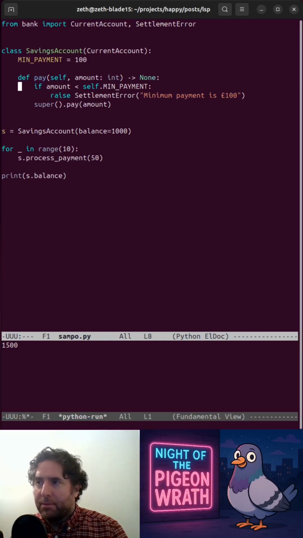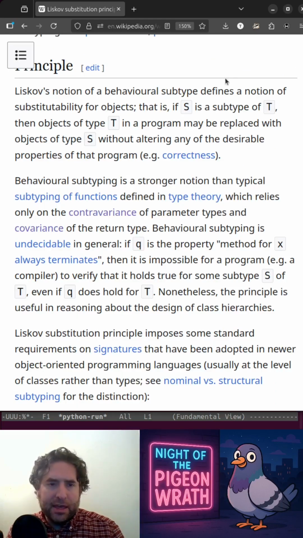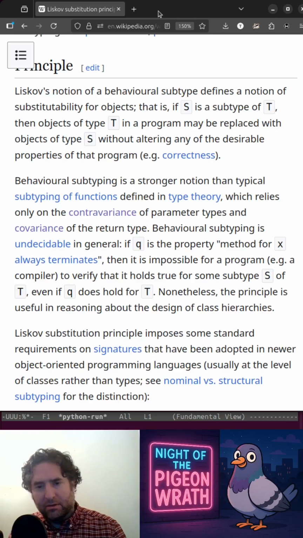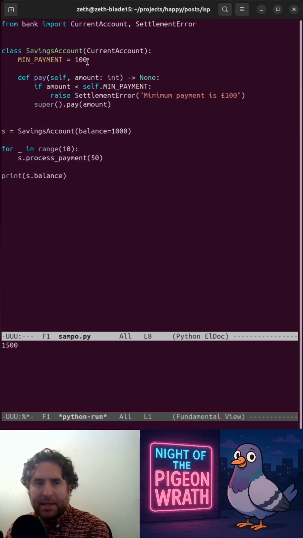And this is an example of breaking what's called the Liskov Substitution Principle, which says if S is a subtype of T, then objects of type T in a program may be replaced with objects of type S without altering any of the desirable properties of that program, e.g. correctness. So subtypes must be replaceable for their base types without altering the correctness of the program. Or in simple words, if a subclass can't fully play the role of its parent, it shouldn't inherit from it. That's why there should be a base account over savings account and current account. They each have their own checks and expectations.